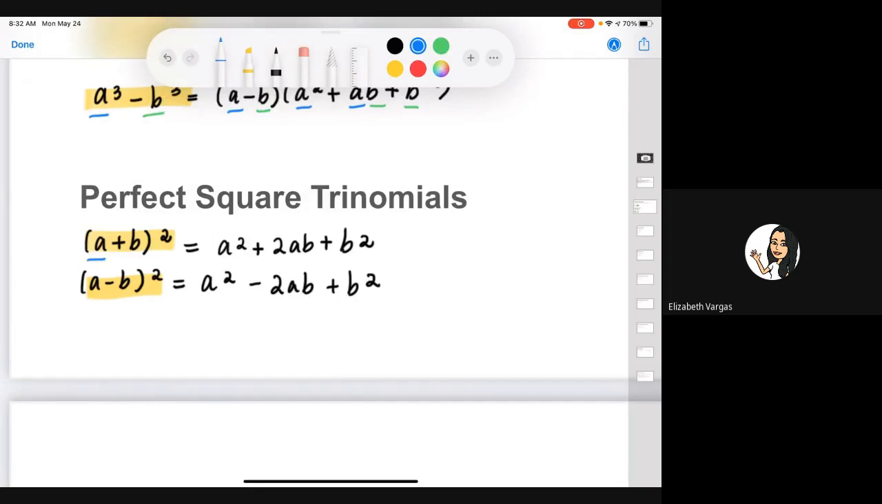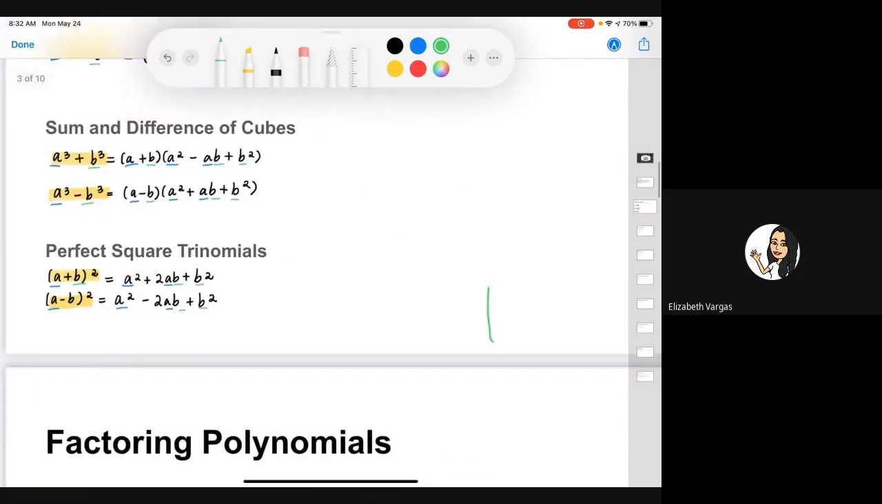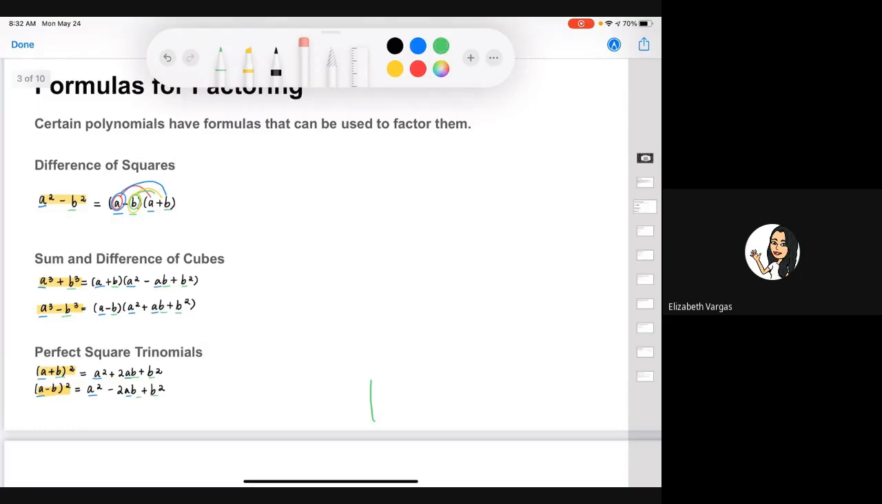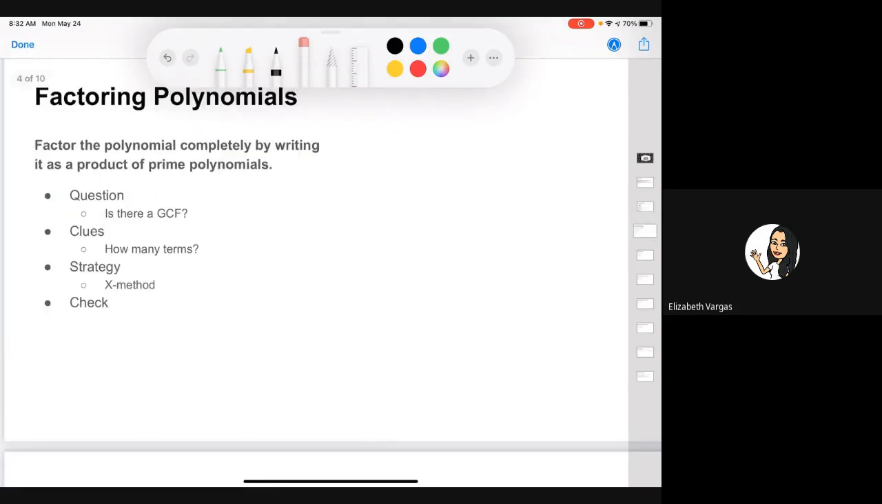So I can use these formulas to get these polynomials into the very simplest form if their original form comes in those highlighted terms. If we see polynomials that look like one of those highlighted terms, then we know to use this formula. Okay, questions about this? No? Okay. No, ma'am. Okay, so we're going to go ahead and look at how to factor a polynomial completely.